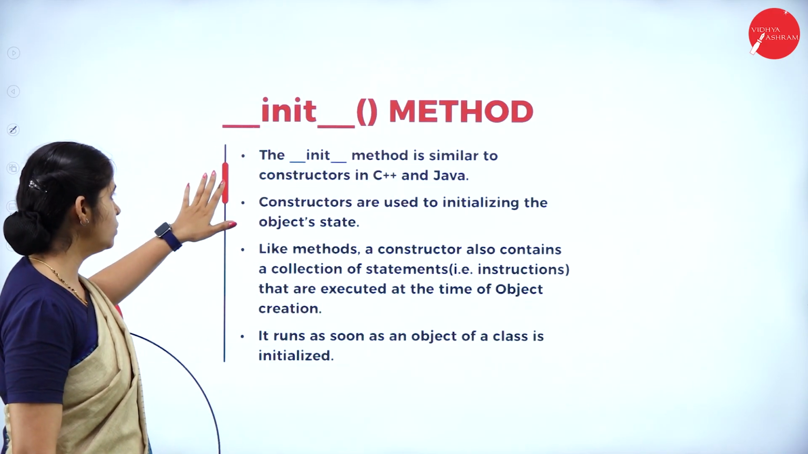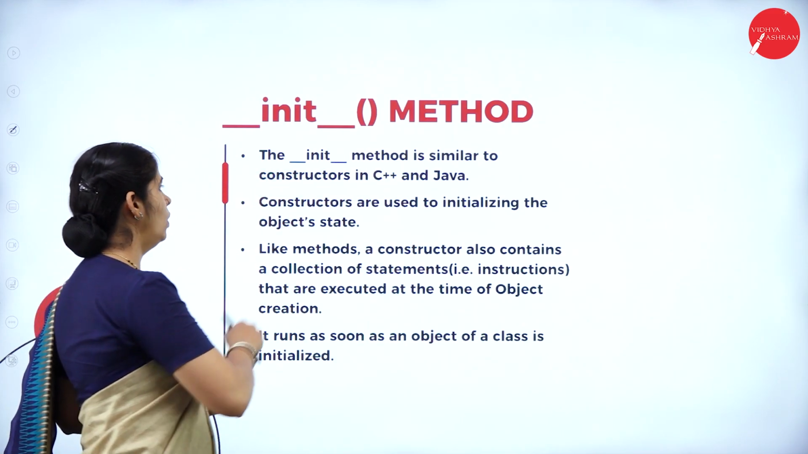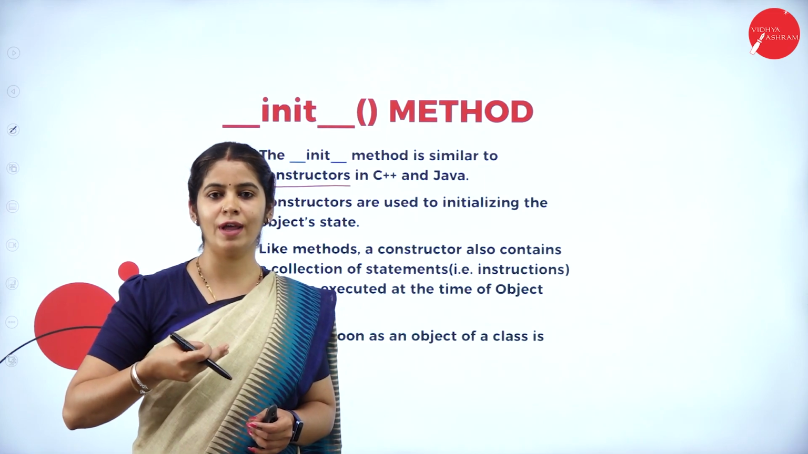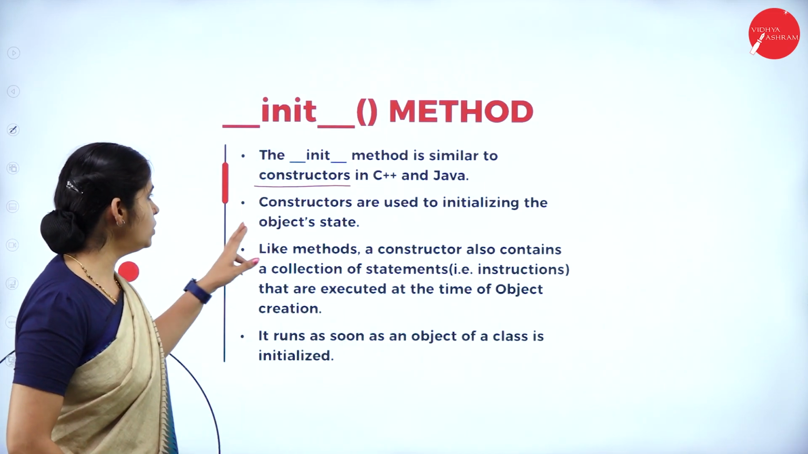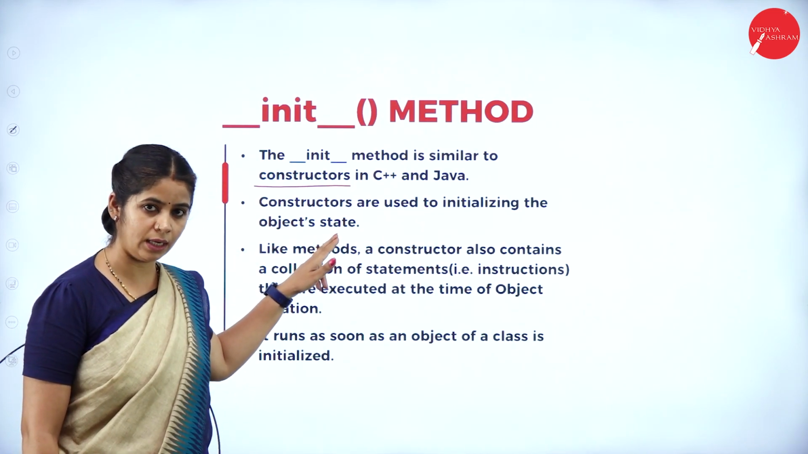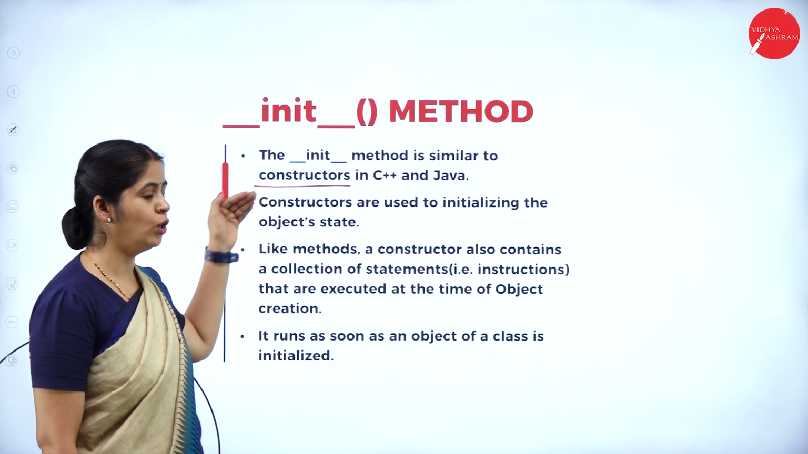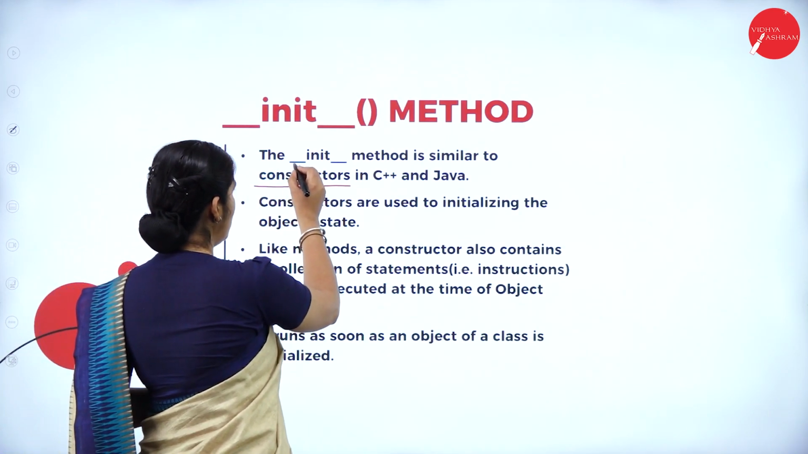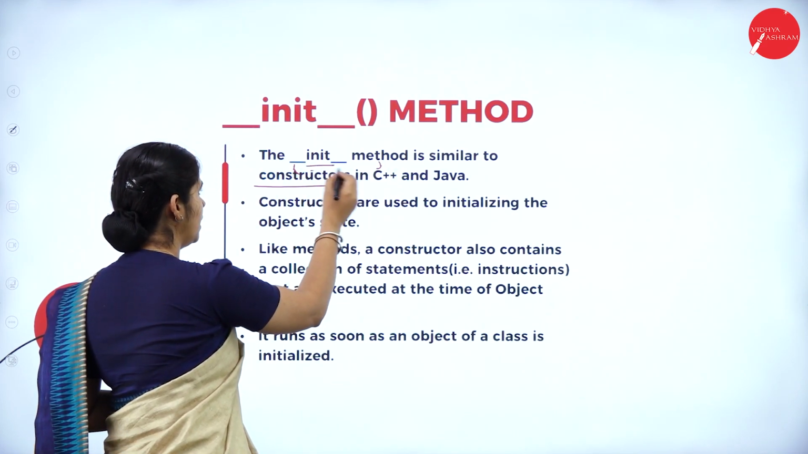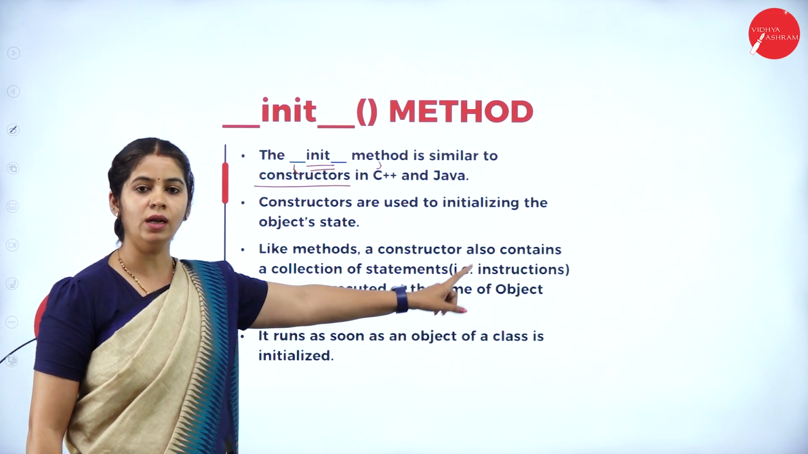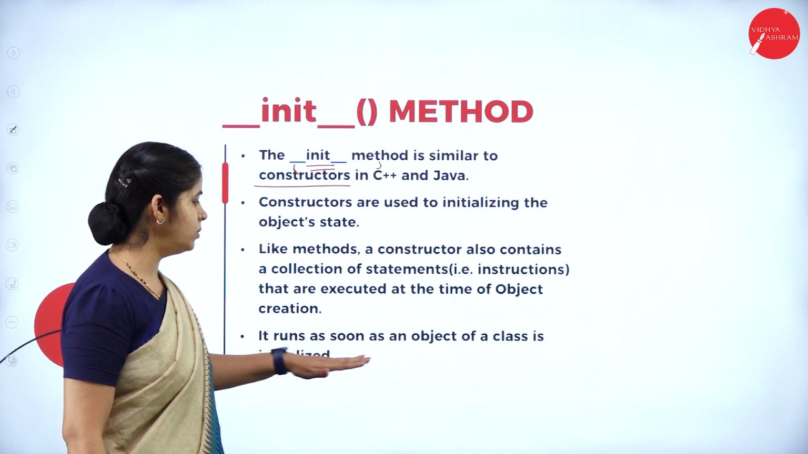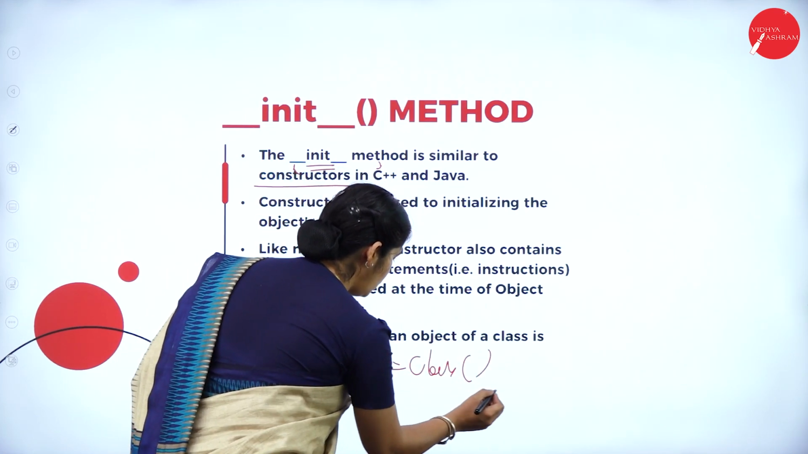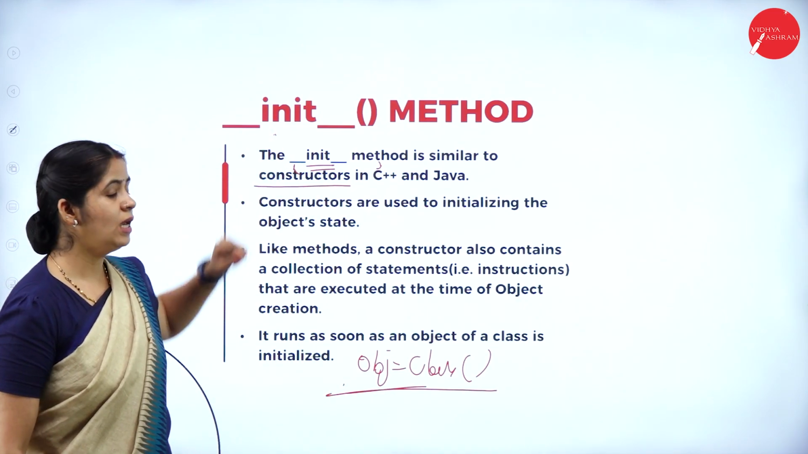Coming to one more important method in the object-oriented concept, that is the init method. Why is the init method used? The init method is similar to a constructor, as in C++ and Java. What is a constructor? A constructor will execute itself whenever the object is created. Constructors are used to initialize the object state. Whenever an object is created, the constructor initializes that object. Like a method, a constructor also contains a collection of statements, the instructions that are executed when the object is created. It runs as soon as the object of the class is initialized. Whenever we say obj equals class, as soon as this statement comes, the constructor will be executed.